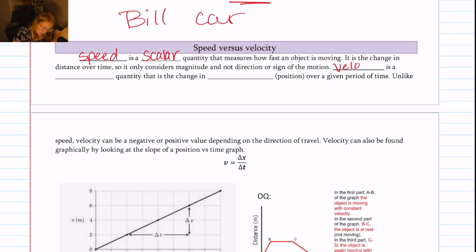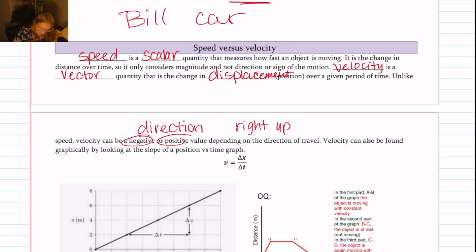But velocity, which is what we use in physics mostly, velocity is a vector quantity. Okay, so it is the change in displacement over a given period of time. Unlike speed, velocity can be negative or positive because we're talking about direction with velocity. And just like before, right or up should be positive, and left or down should be a negative velocity. Okay, so if they're traveling to the right, it's going to be positive. If they're traveling to the left, it's going to be negative. And you could also use cardinal. North and east are positive, west and south are negative.